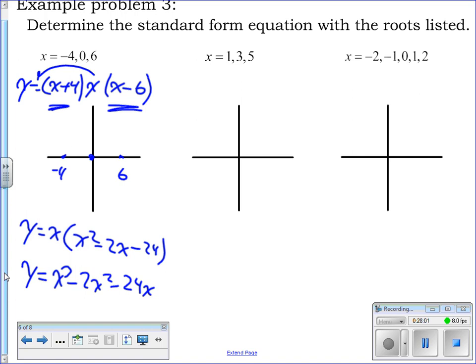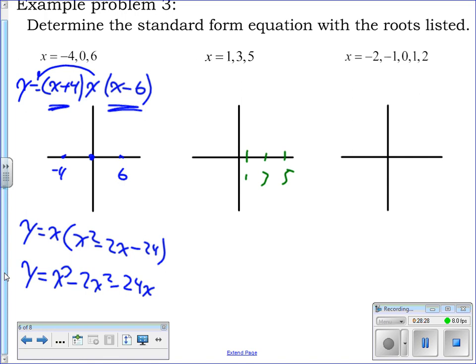Next one's a little more difficult. We have roots at 1, 3, and 5. Like I said, I'm not worried about graphing at this point. I think we've done enough of that. At this point, you got the idea what's going on. If you want to go back and graph it later, knock yourselves out. I really don't care about that. I care about coming up with the equation from the solutions. We're coming up with the original equation that has these solutions.